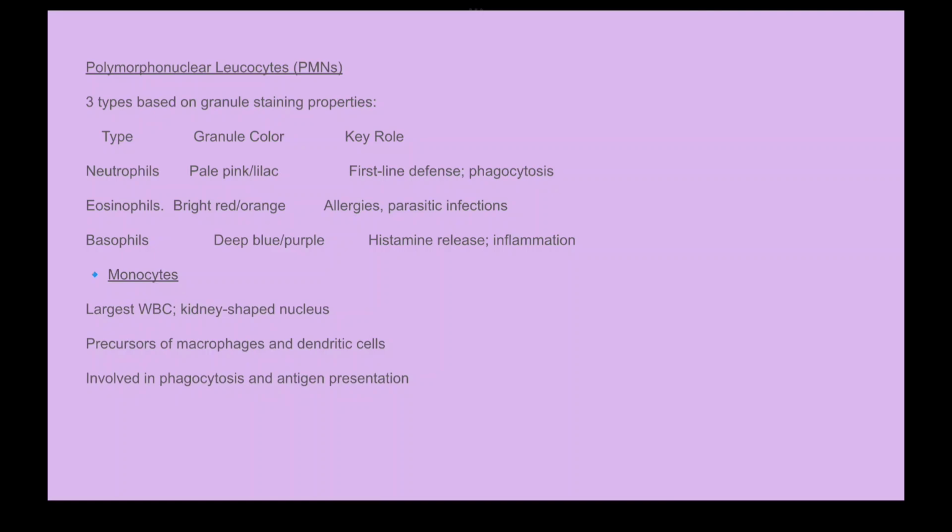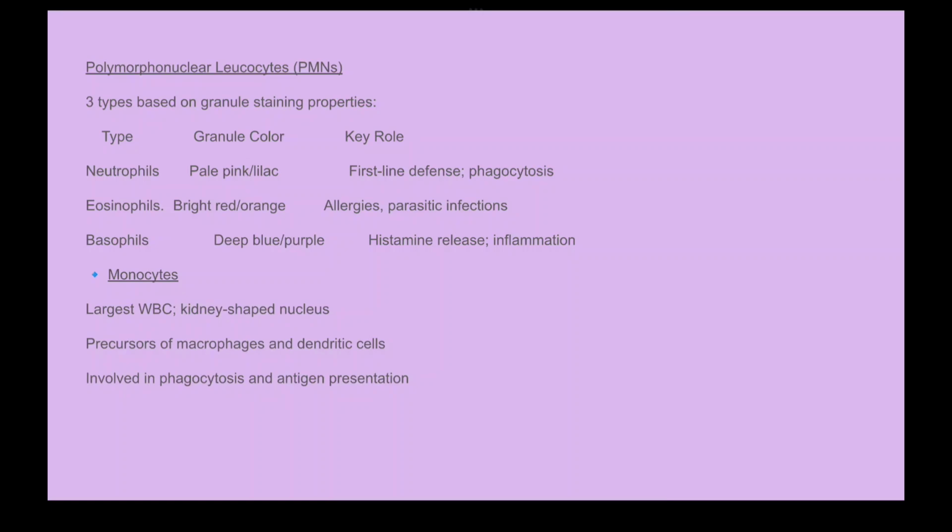The second type of PMNs are eosinophils. They have bright red or orange granules present inside, and they usually play a key role in allergies and parasitic infection, thereby causing the reaction against allergies inside the body. Fever, redness, rash, or itching happen because of the release of eosinophils inside the body.